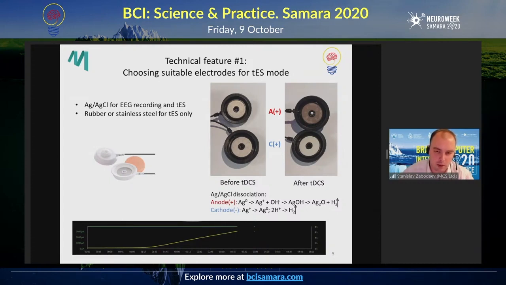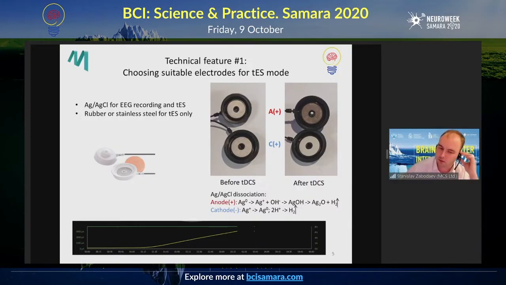On my slide, there are two pictures on the left and right hand side, electrodes before and after transcranial stimulation. The top electrode was connected to the anode and the bottom one to cathode. What happens when we stimulate one's brain with DC?